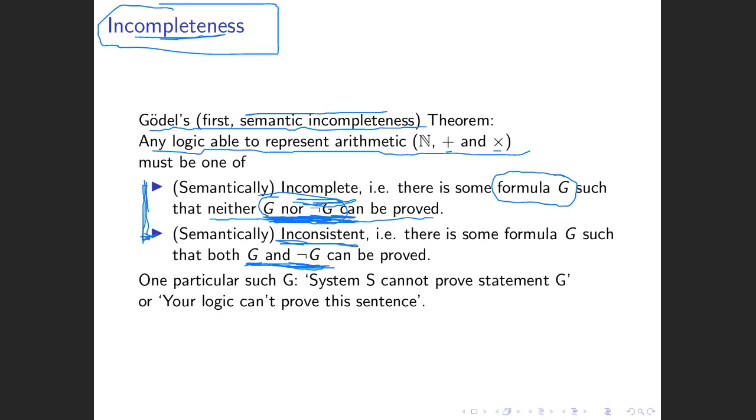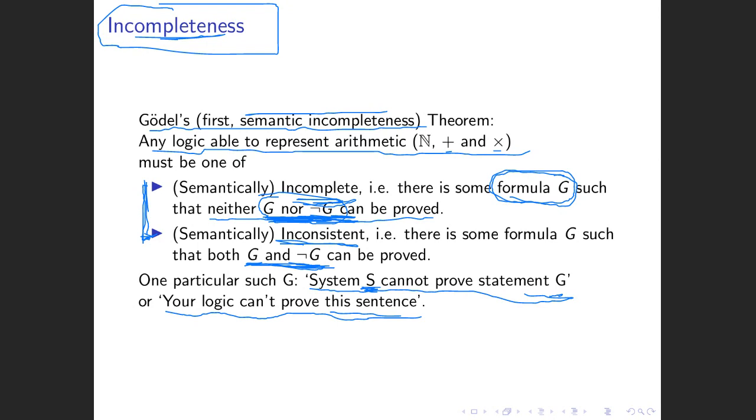Now, usually you can prove unambiguously whether there is a car in the car park or not. That's not the kind of formula that G is going to be. G is going to turn out to be a self-referential statement, and we've mentioned these before. Roughly in English, you can translate it as system S cannot prove statement G, where system S is your logic and G is itself. So roughly the sentence is saying your logic can't prove this sentence.